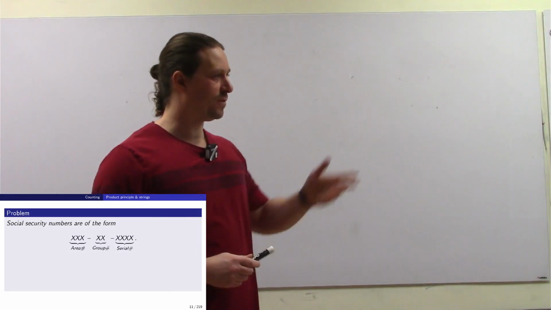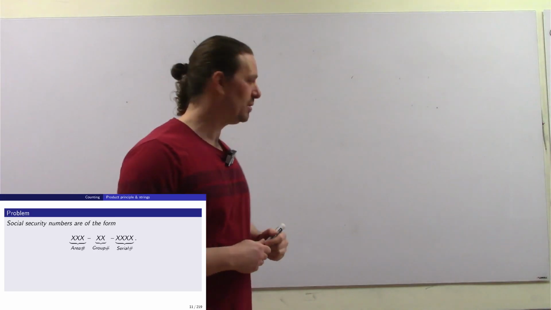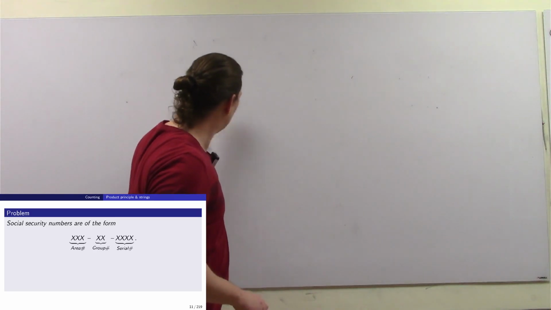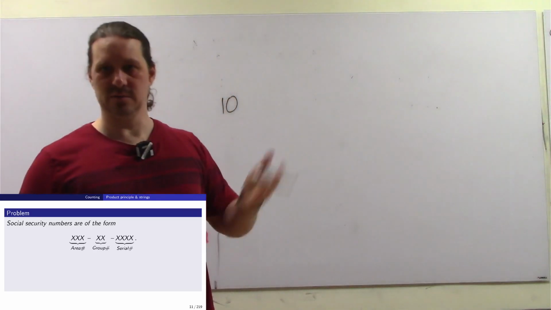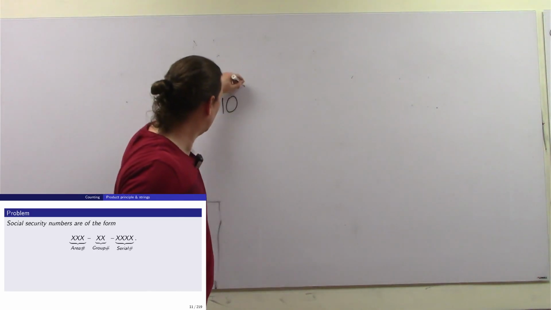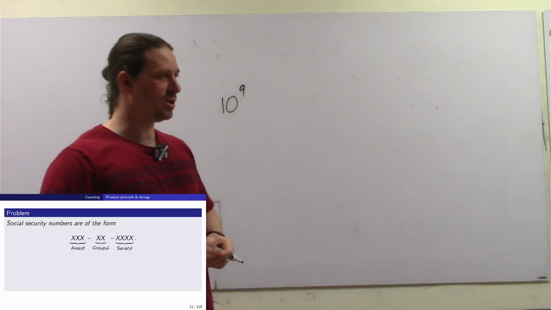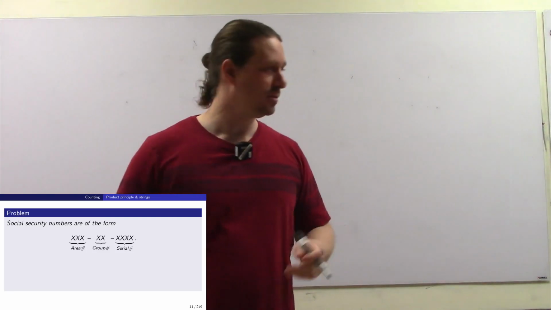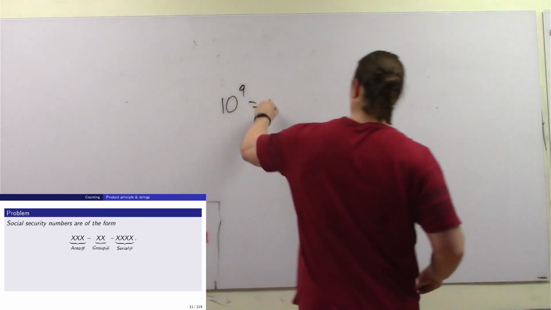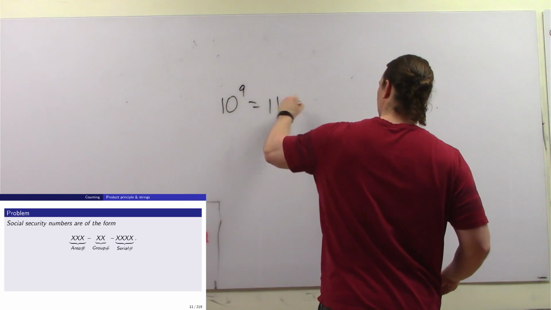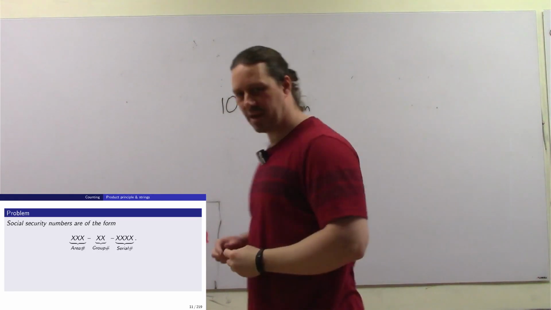Right? So for the very first digit of a Social Security number, there are 10 options. And for the second, there are 10 options, and so on and so forth. So there's 10 to the 9 total options, right? Ranging from all 0s to all 9s. Okay? So this is a billion. Okay. Which is already a little bit uncomfortable.